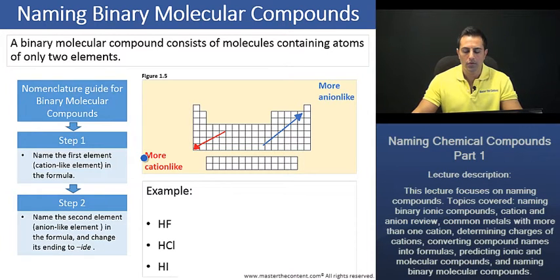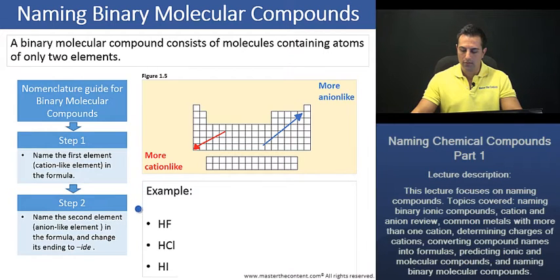Now, moving on, let's take a look at the nomenclature guide here for binary molecular compounds. Naming the binary molecular compounds is also fairly simple. As we see here, it's just going to be two steps. Step 1, name the first element, the cation-like element in the formula. Step 2, name the second element, the anion-like element in the formula, and change its ending to IDE. Nothing that we haven't already been exposed to in this lecture.